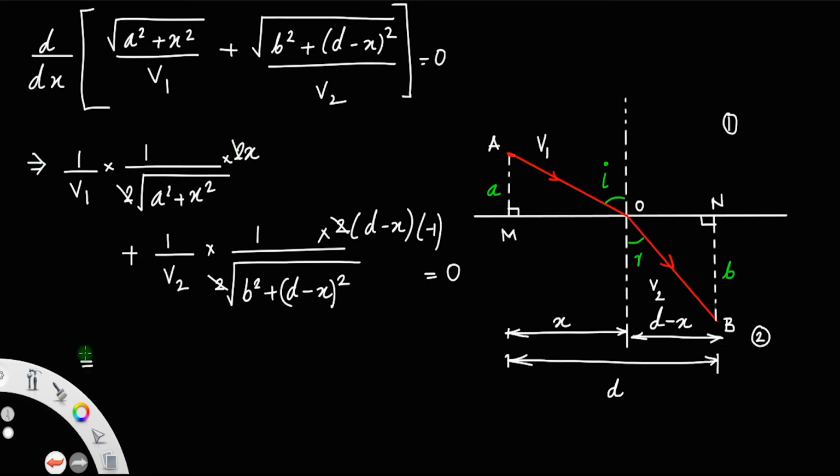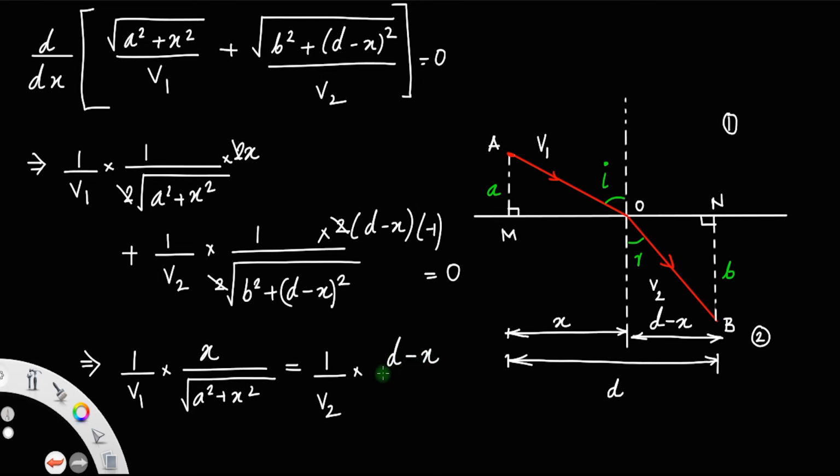So the final expression will be 1 by V1 into x by root of a square plus x square equal to, since there is a minus 1 in there, it becomes minus, and if you take it to the right side it becomes positive, 1 by V2 into d minus x divided by root of b square plus d minus x whole square. So this is the expression you will get.